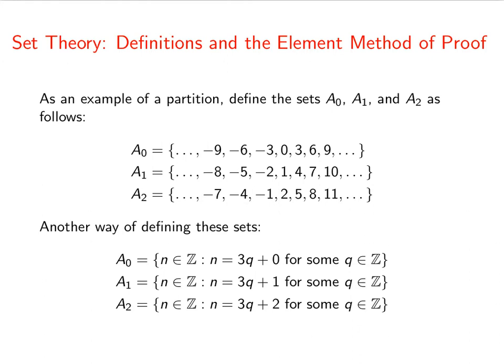A0 is the set of all integers n for which n is equal to 3q plus 0 for some q in the integers. You don't have to write the plus 0, but it fits in nicely with the rest of them because A1 is the set of all integers n such that n is equal to 3q plus 1 for some q in the integers. And then the same kind of definition for A2.